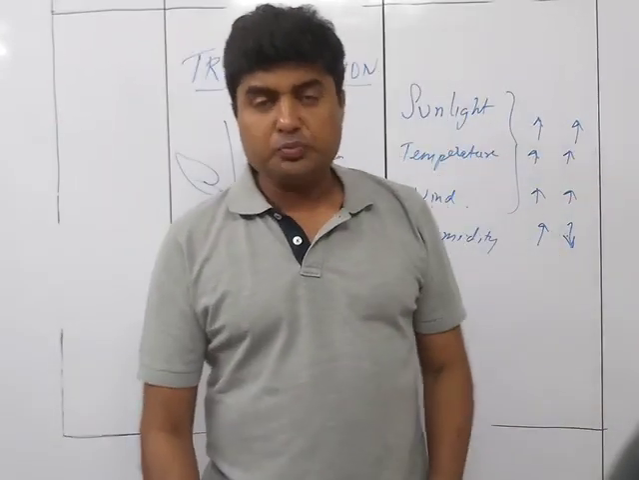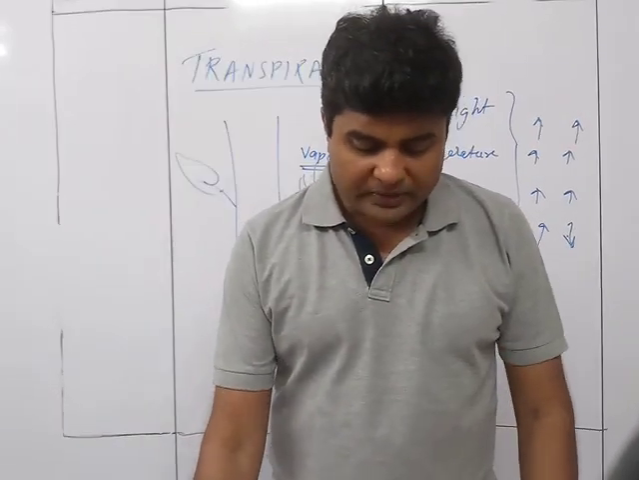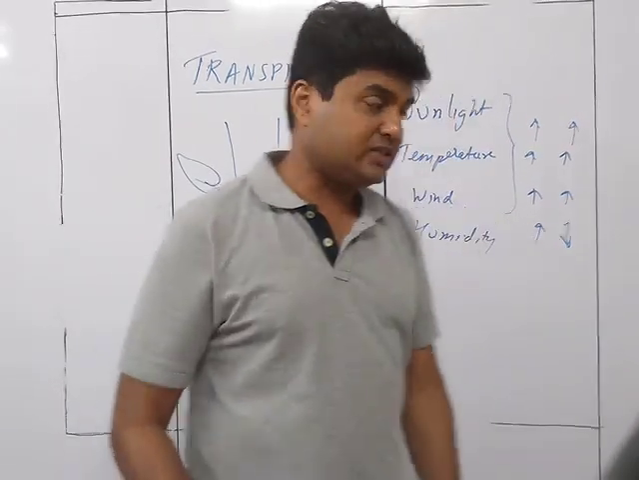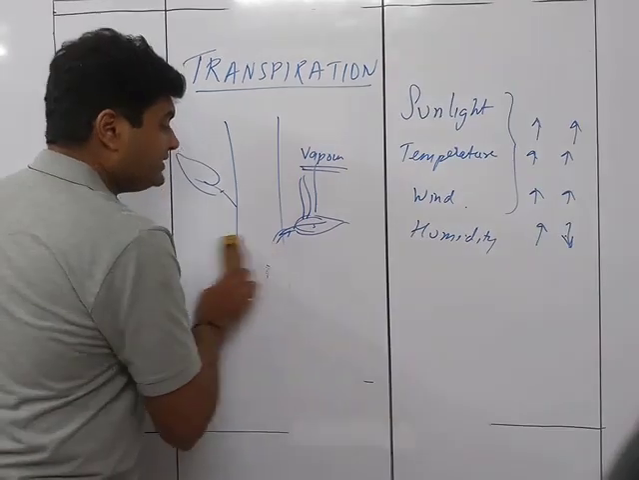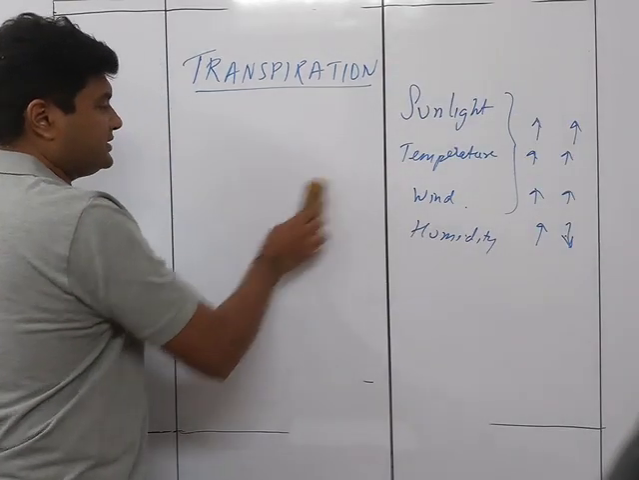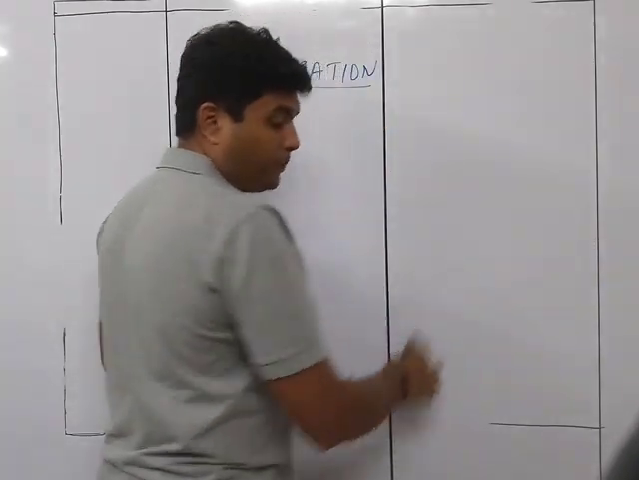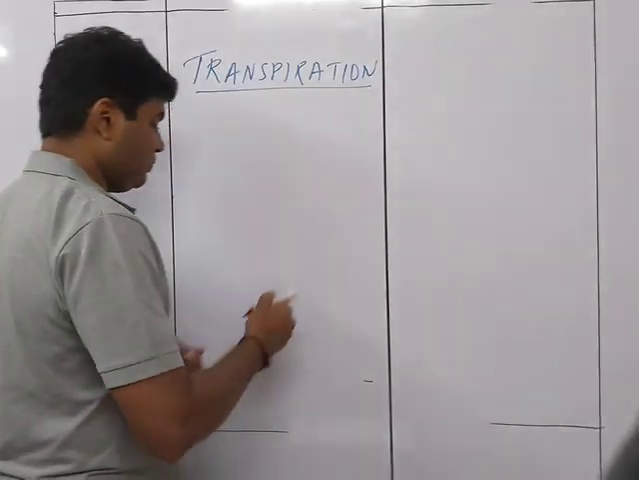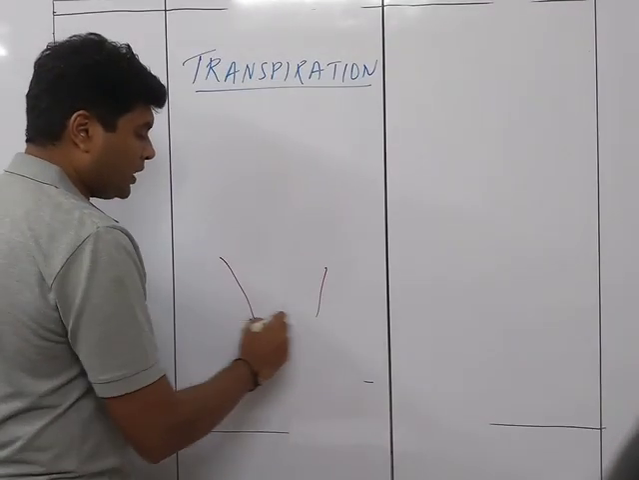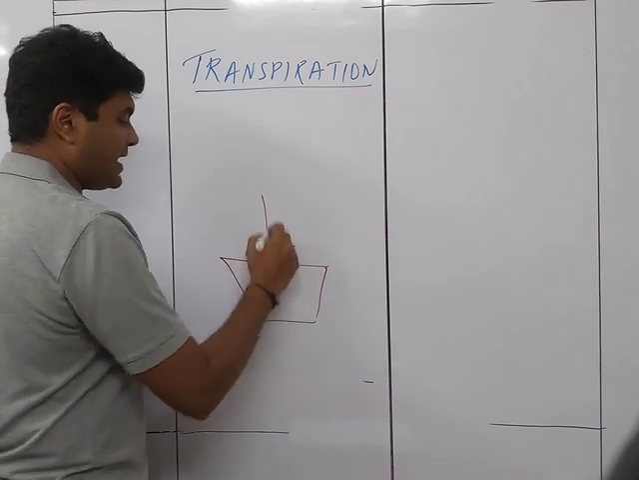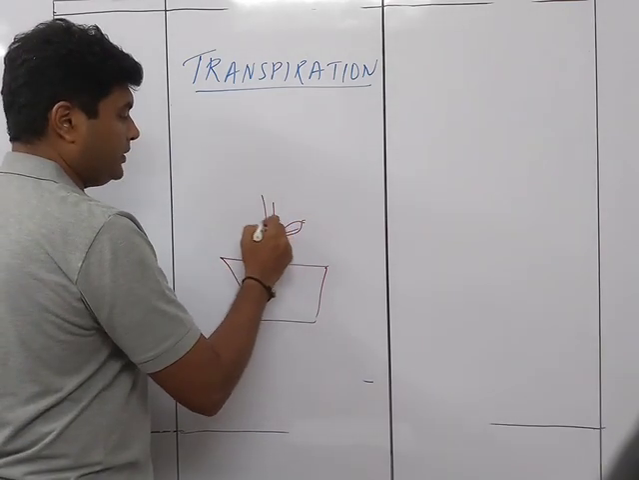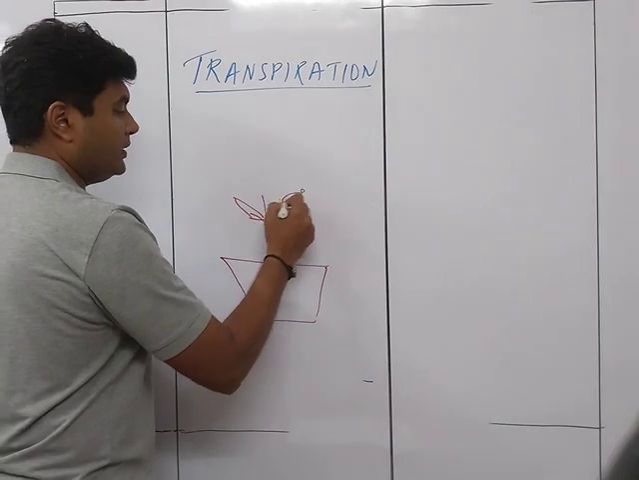Now we see one small experiment which demonstrates transpiration. For this experiment, they take a particular plant in a pot. So we take a pot. This pot has a plant, so this will be a plant over here.